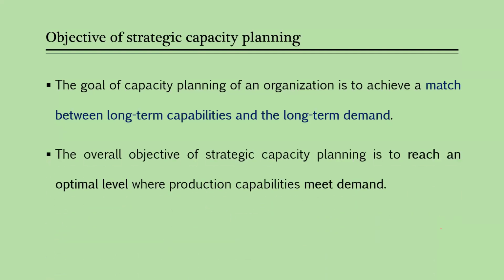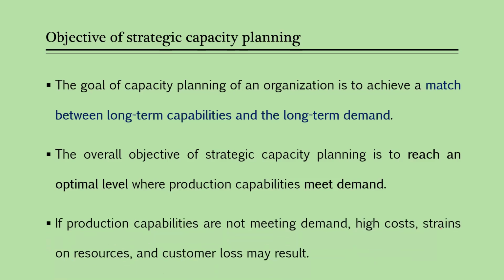And the overall objective of strategic capacity planning is to reach an optimum level where the production capabilities meet demand. So they are going to plan to reach the optimum level of satisfaction of these two sides of the equation. One side is capability, one side is demand. So they are going to balance between these through the strategic capacity planning.